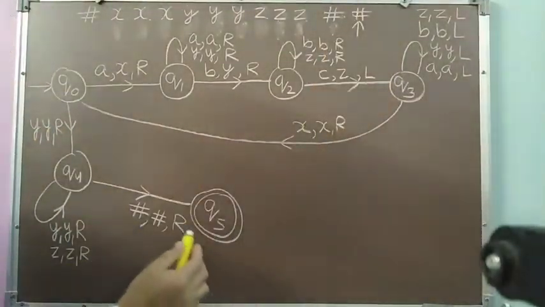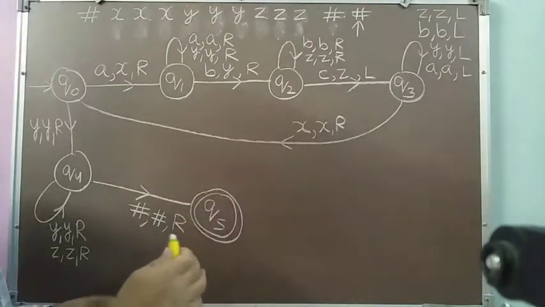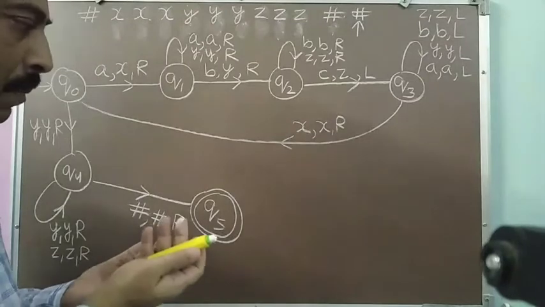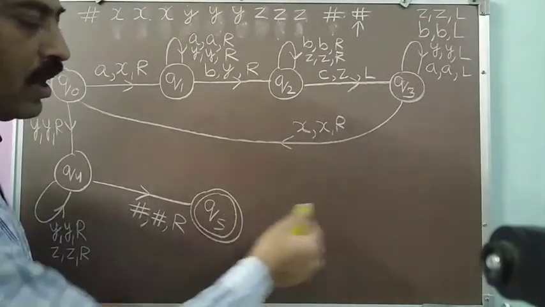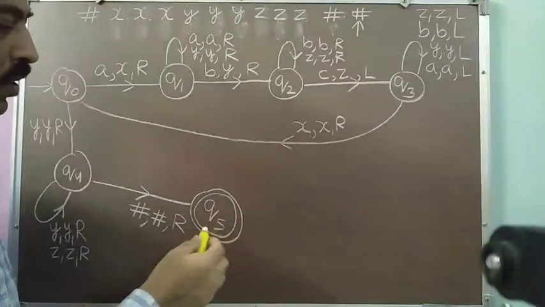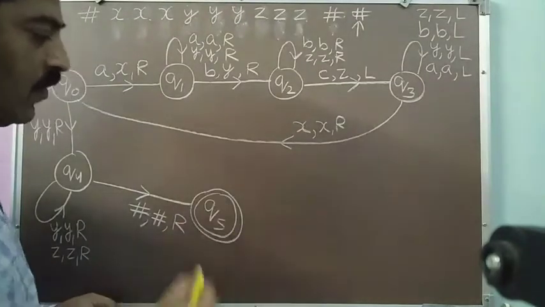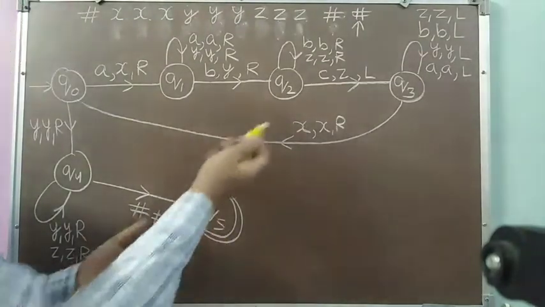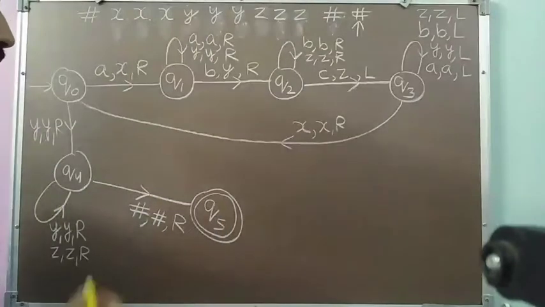Now in Q5 state, I have not written any transition. So in the Q5 state, I am bound to halt. My machine will halt because I have not drawn any transition out of it. Okay, so whether I get a hash symbol or whatsoever it is, my machine is going to halt, and because I am halting in a final state, my string is going to be accepted. So in this manner, I can design a Turing machine corresponding to it.